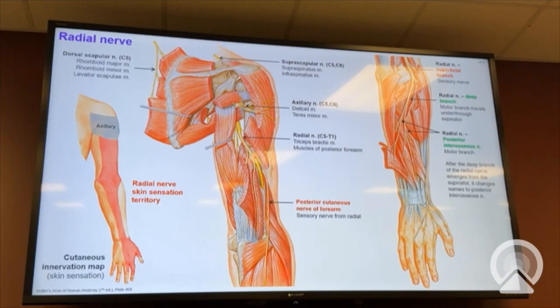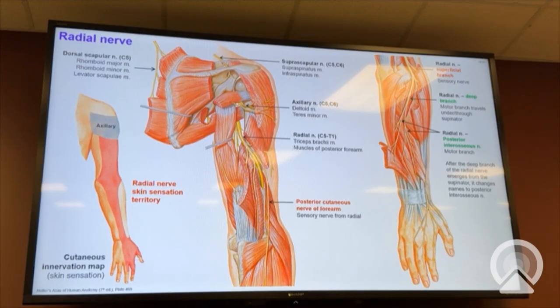Radial nerve we see come down, and we'll see it bifurcate into a superficial and deep branch. There's a good picture here so you can see the superficial branch coming off. We now know the superficial branch is just sensory, and it's providing skin sensation over the lateral dorsum of the hand, just like that.